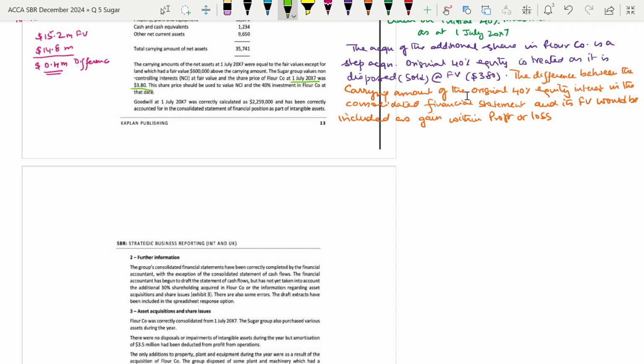What is the concept of goodwill? The fair value of consideration plus NCI, non-controlling interest, minus the fair value of identifiable net assets. Now you have to mention this, see, this is what it says.